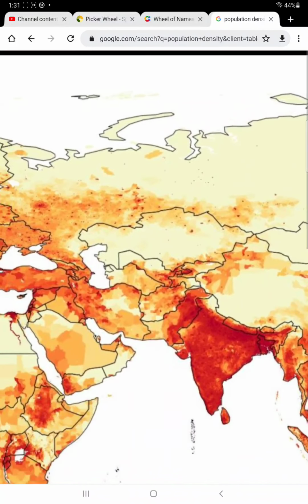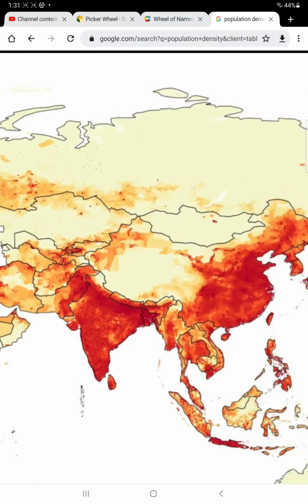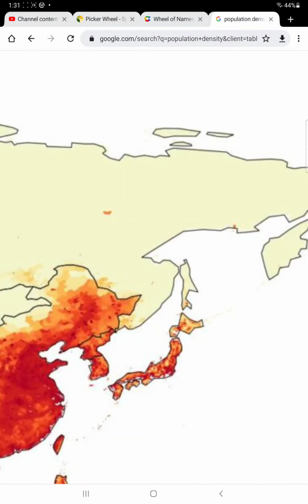Well, of course, we have infamously Russia. Russia is known for being cold. And that's why nobody basically lives in Siberia. This part of Japan, actually, that's part of Russia.